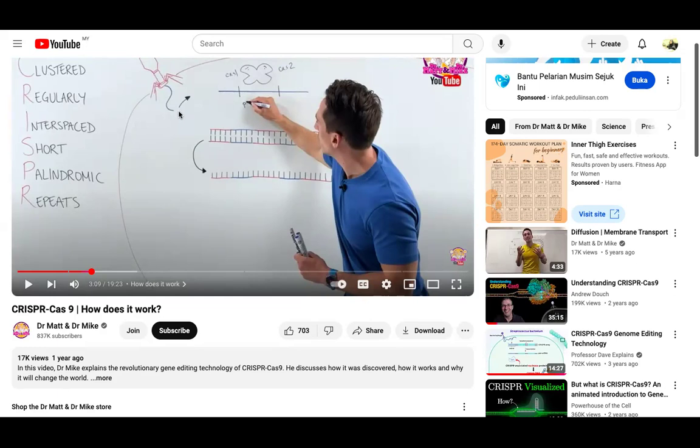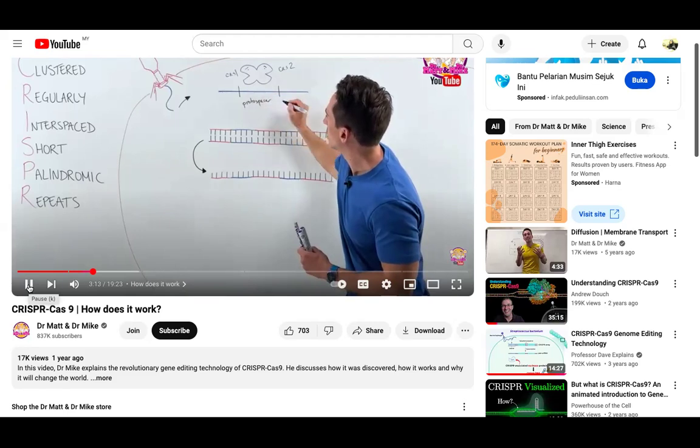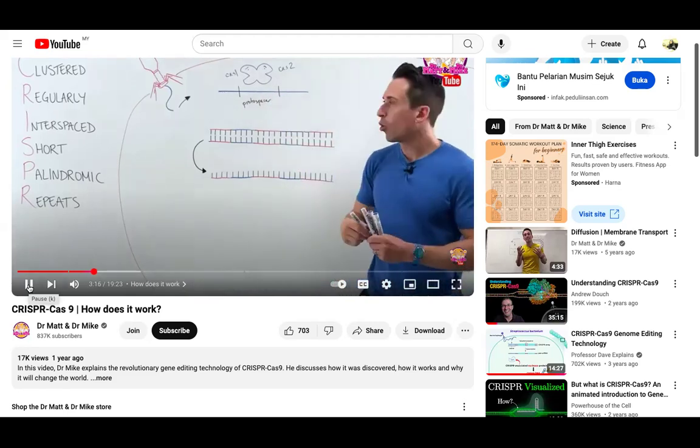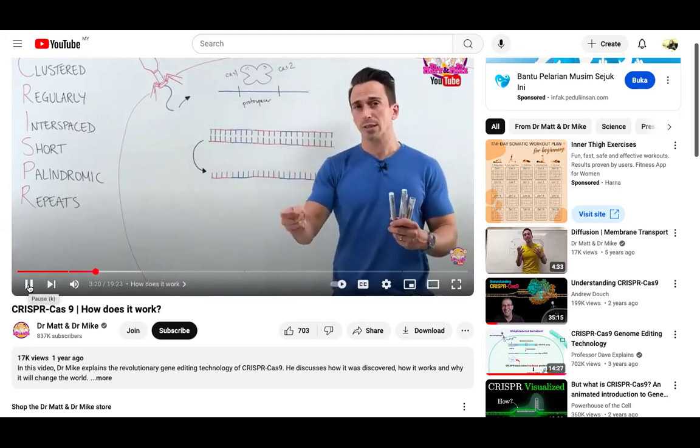Okay, so this portion specifically cut, it is called protospacer. We call it a protospacer. Now your question might be, where does it chop? Does it just chop randomly or at specific areas? It does chop at specific areas.